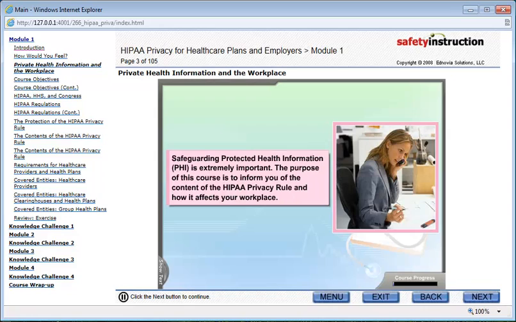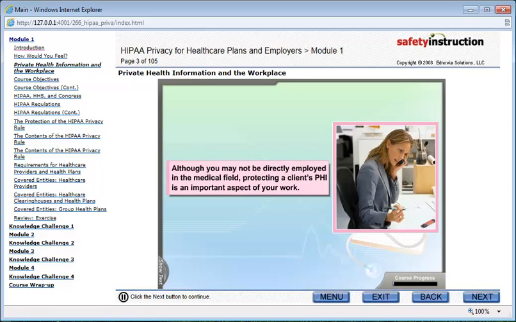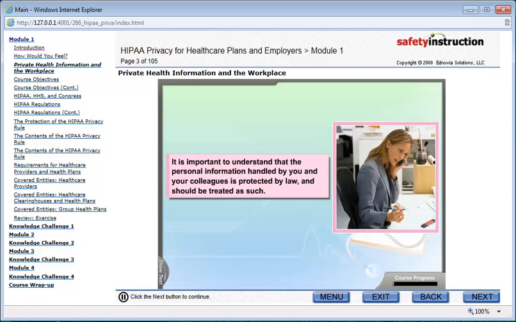Safeguarding protected health information, PHI, is extremely important. The purpose of this course is to inform you of the content of the HIPAA Privacy Rule and how it affects your workplace. Although you may not be directly employed in the medical field, protecting a client's PHI is an important aspect of your work. It is important to understand that the personal information handled by you and your colleagues is protected by law and should be treated as such.